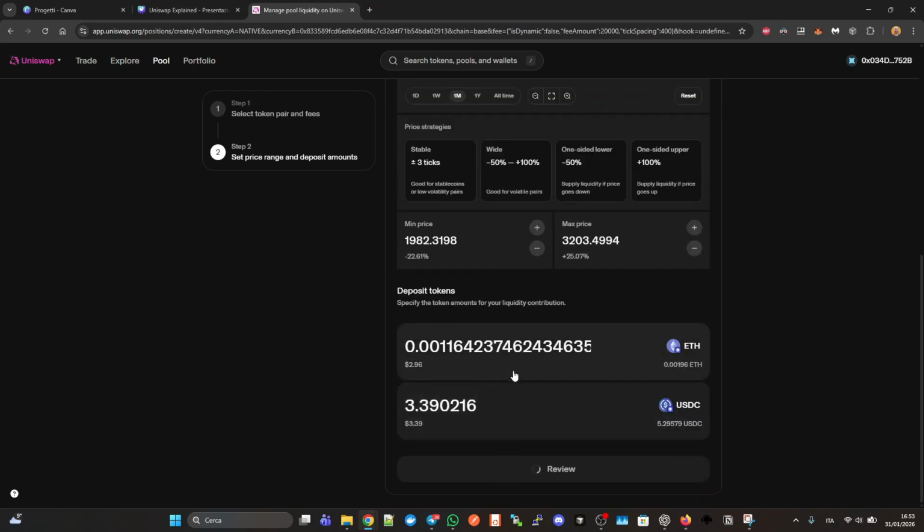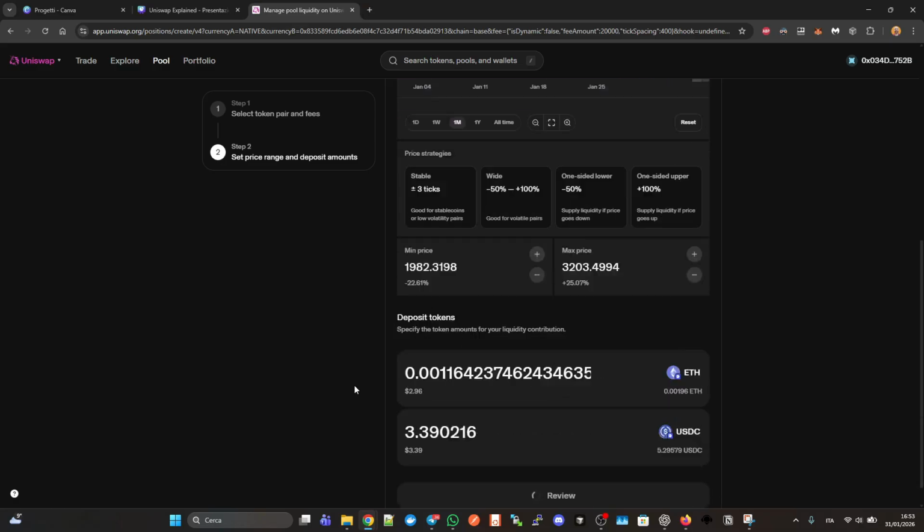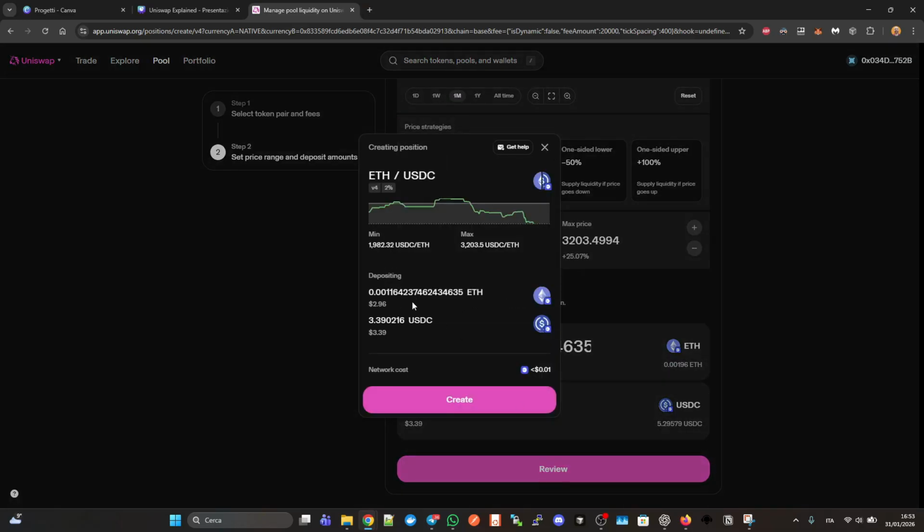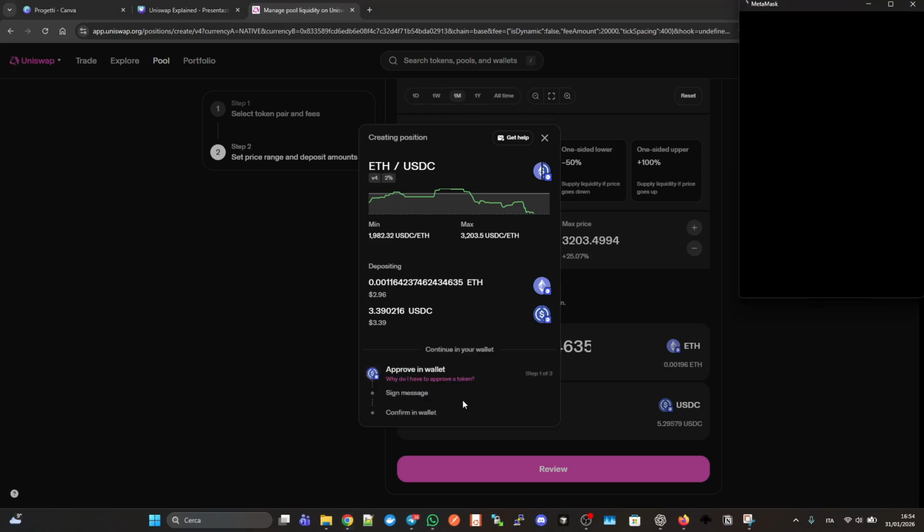Deposit token, let's say max here. Okay, and let's review this transaction. As we said, this is for Uniswap V3, but it is pretty much the same for Uniswap V4. What changes is that maybe we don't have this 2% here. And we cannot create a custom hook. So let's create this transaction.